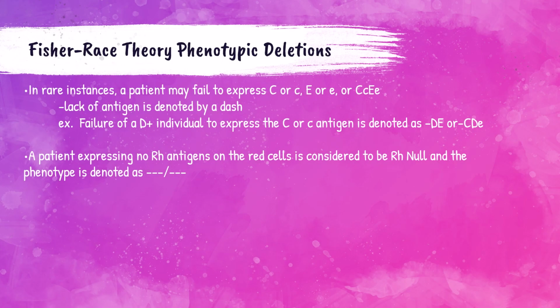In rare occurrences, a patient may fail to express big C or little c, big E or little e, or all the big C, little c, big E, little e antigens. An Rh positive patient that fails to express the big C or little c antigen is written as dash big D, big E, or dash big C, big D, little e. A patient that has no expression of Rh antigens is called Rh null, and the phenotype is written as dash dash dash dash.